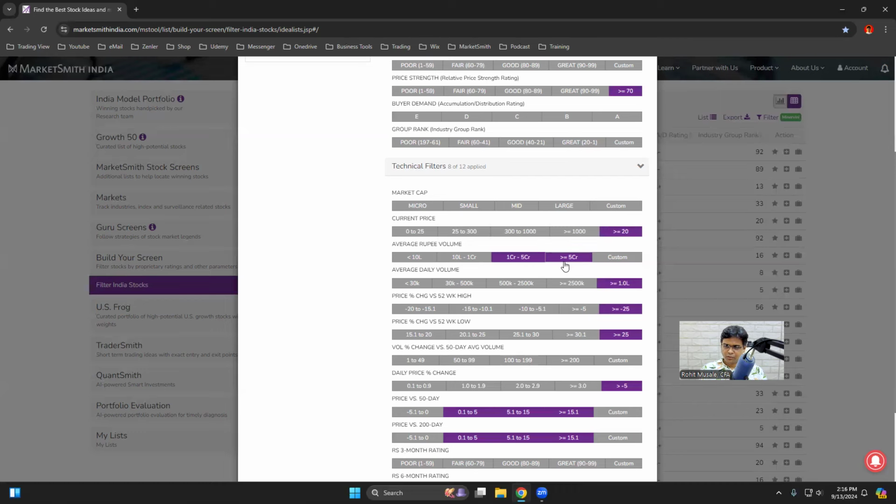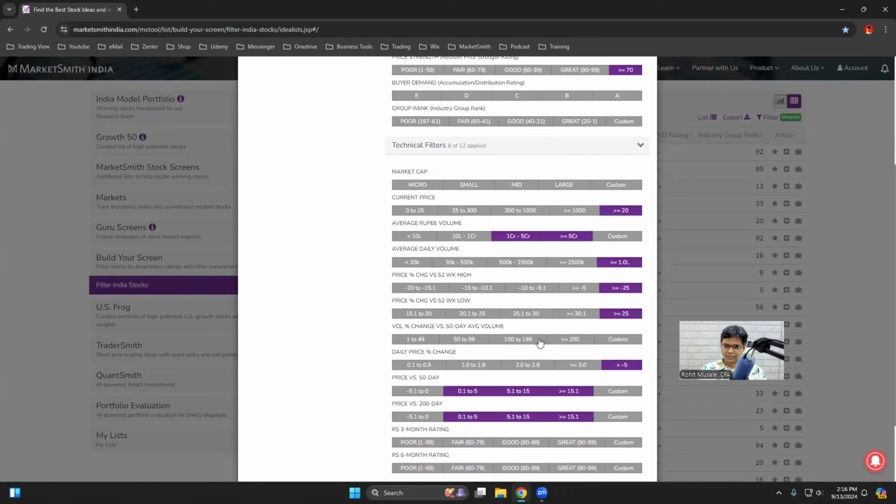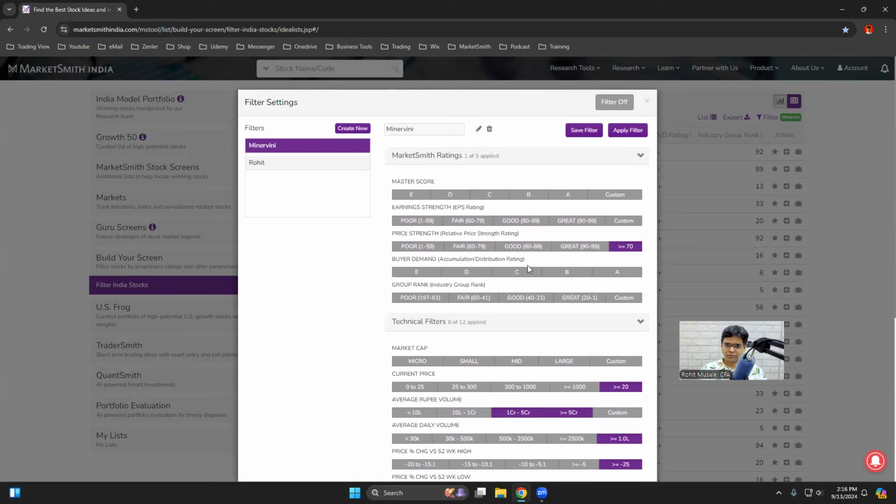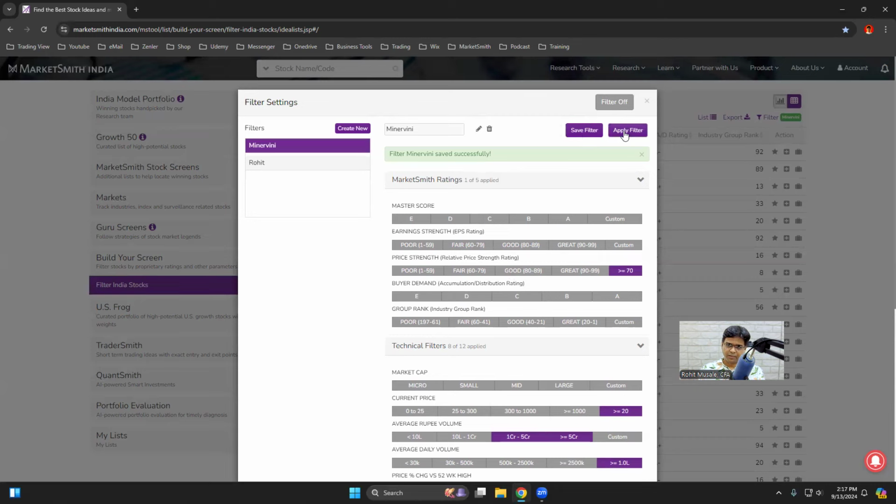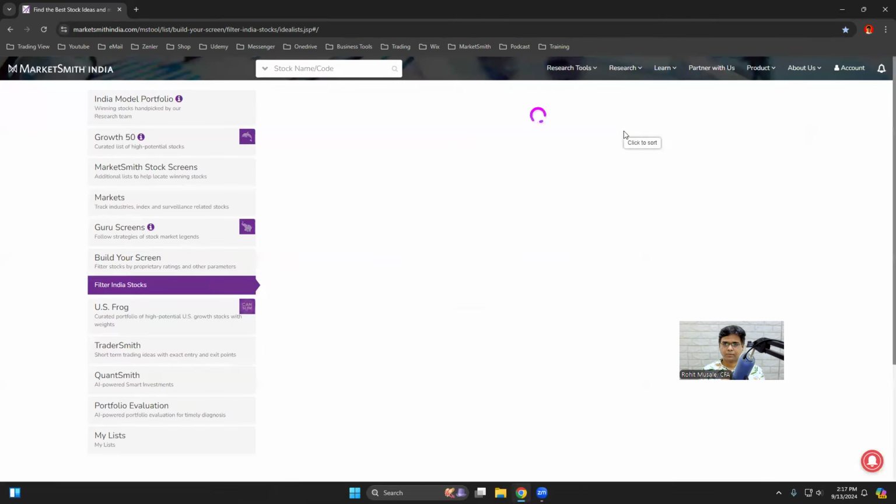So I have added 1, 2, 3, 4 filters. So now let's see how many penny stocks get rejected. Remember when we started, we had 848 stocks with the Minervini filter. 848 out of 5,033 companies in the Indian stock market. So that's roughly less than 1/5 of the total. Now, from 848, let's see how many we get. So first I will save, then I will apply this. Let's see how many stocks we get here.